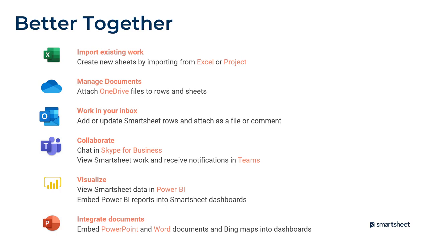And when you're working in Outlook, you can make updates to your Smartsheet directly from your inbox, creating tasks, attaching files or comments, and even attaching the entire email to a row. You can also collaborate with your teammates or others across your organization by chatting in Skype for Business directly in Smartsheet or viewing Smartsheet work and receiving notifications in Teams.